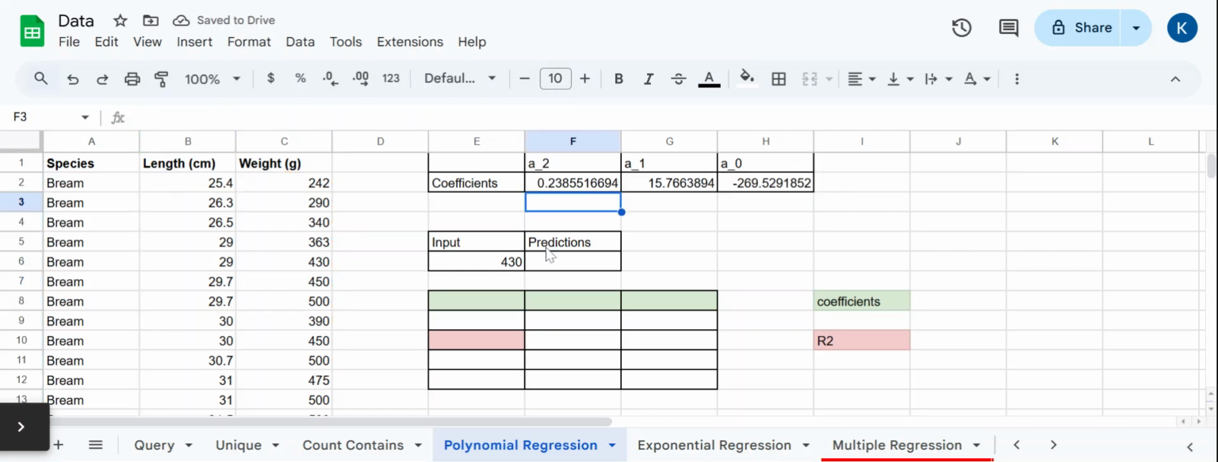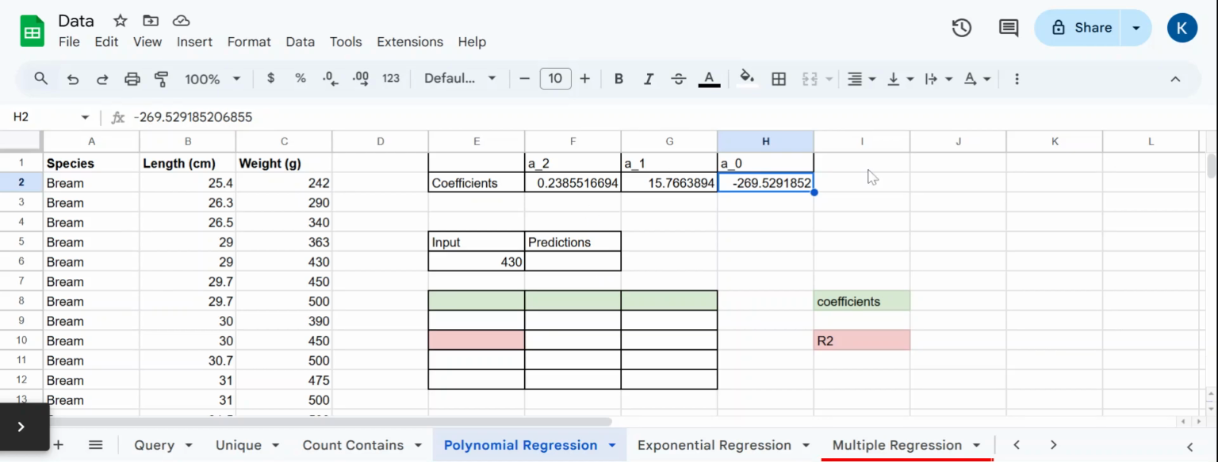So this formula will output coefficients, and the coefficients always go in decreasing order of the degree of the term. So since this is a quadratic, this is going to be the coefficient of your squared term. This is the coefficient of your linear term. This is the coefficient of, or not a coefficient, this is your constant term.